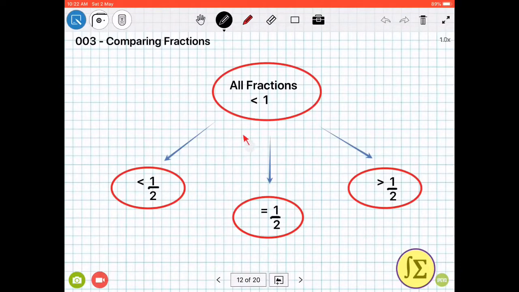So all fractions have a value less than 1, and we can divide them into 3 groups. The first group, value less than half. The second group, value more than half. And the third group, value equals half.